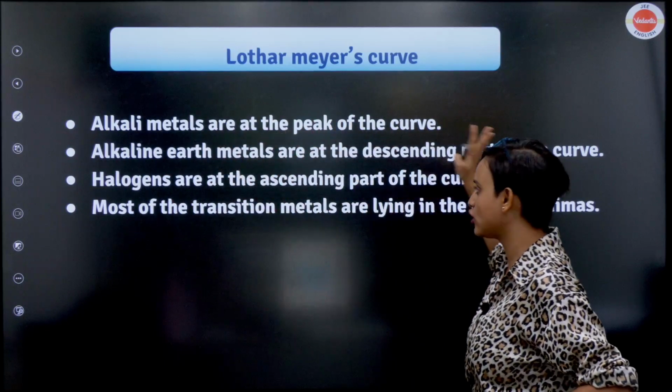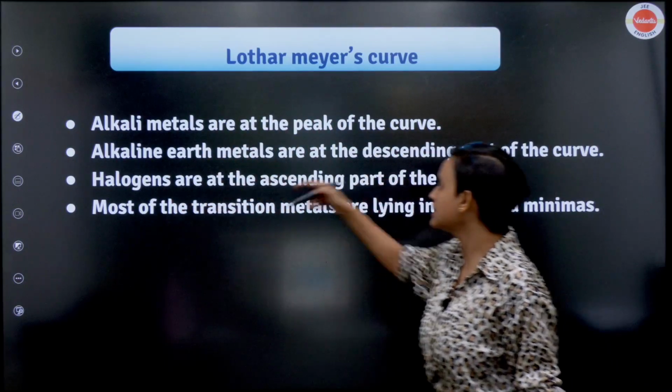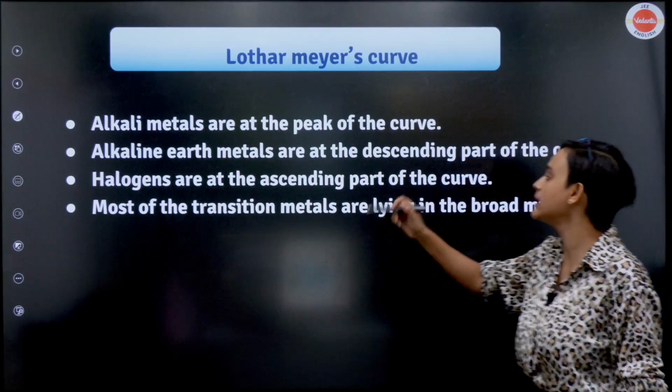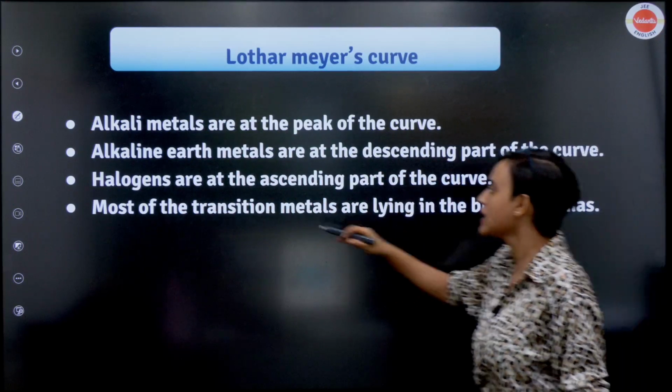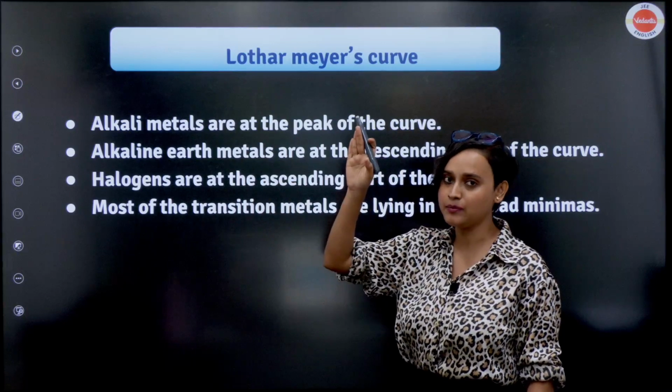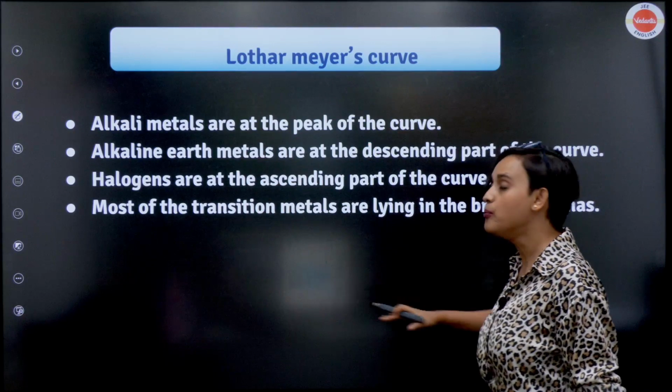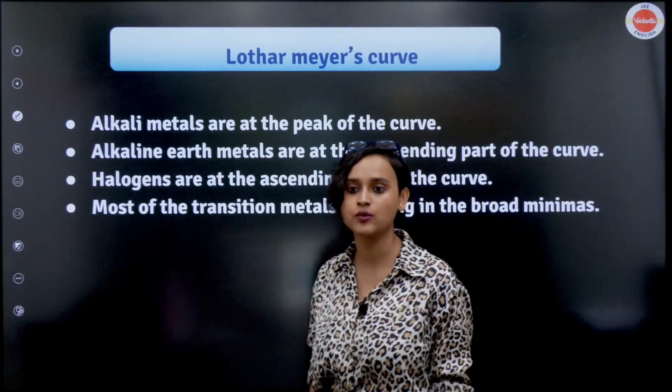Alkali metals are at the peak of the curve. Alkaline earth metals, group 2, are at the descending part of the curve. Halogens are at the ascending part of the curve, and most of the transition metals are lying in the broad minima. That's what he said.